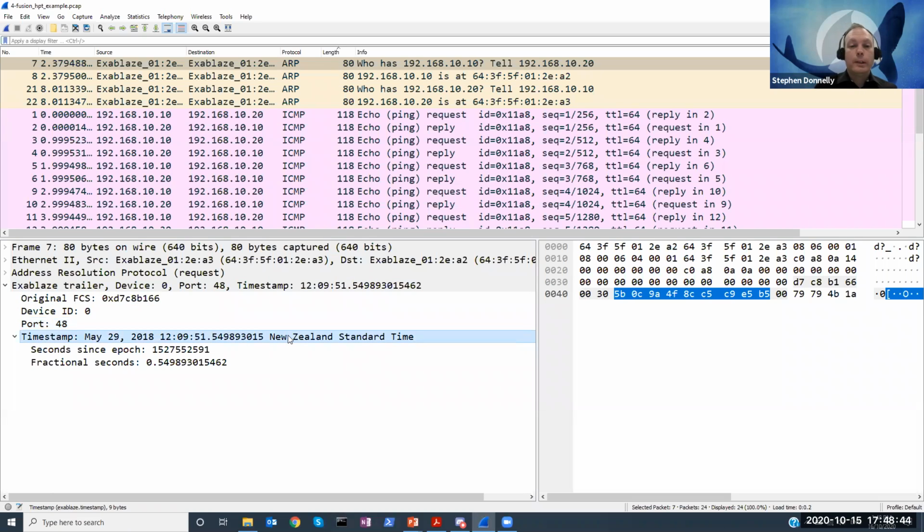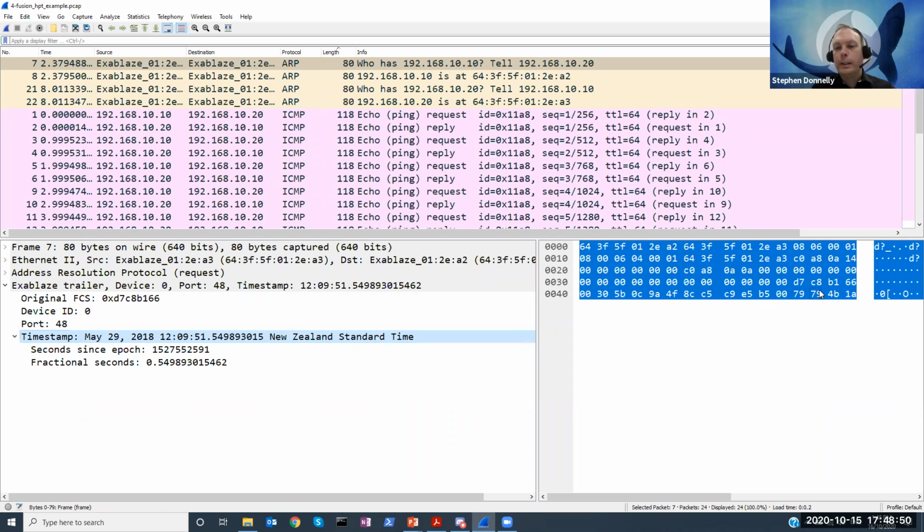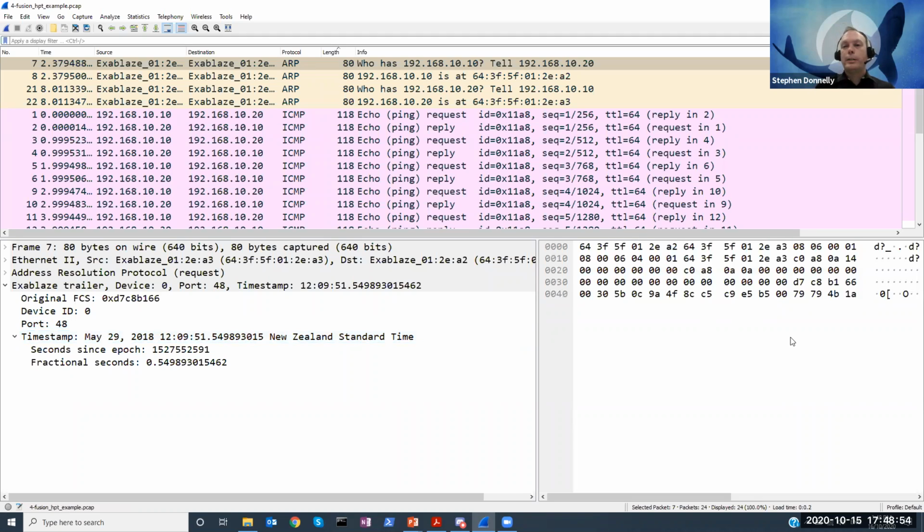It's showing up in New Zealand Standard Time because that's the time zone that my Wireshark is running in. And then at the end, there's a new 4-byte checksum for this new Ethernet frame, because the packet broker is an external piece of equipment. It creates a new Ethernet packet to send it to the capture system.